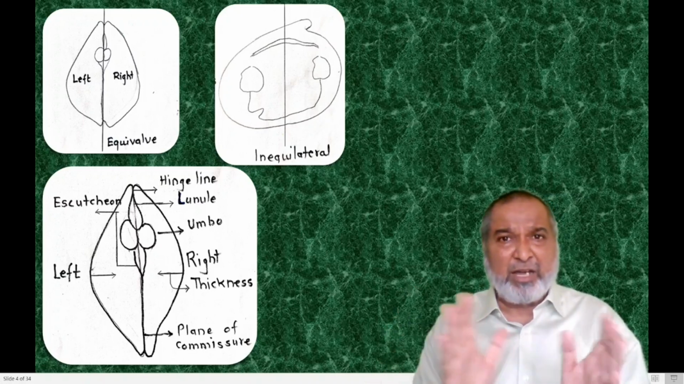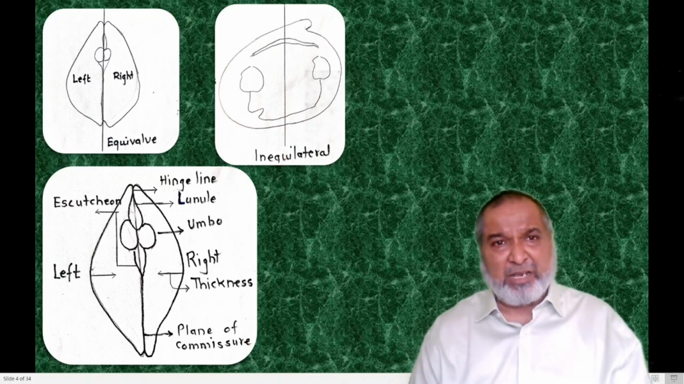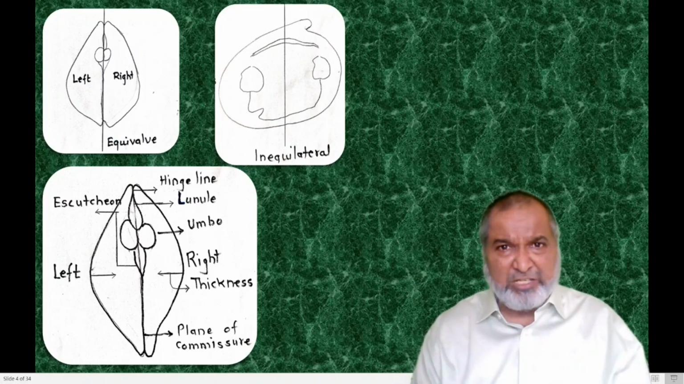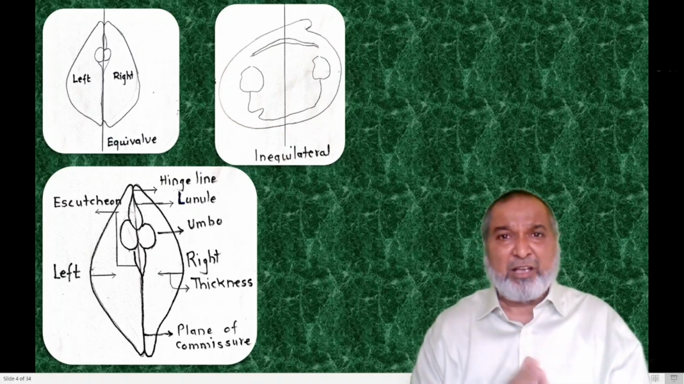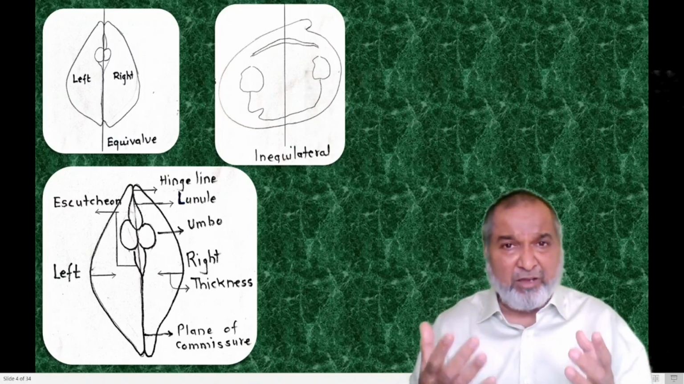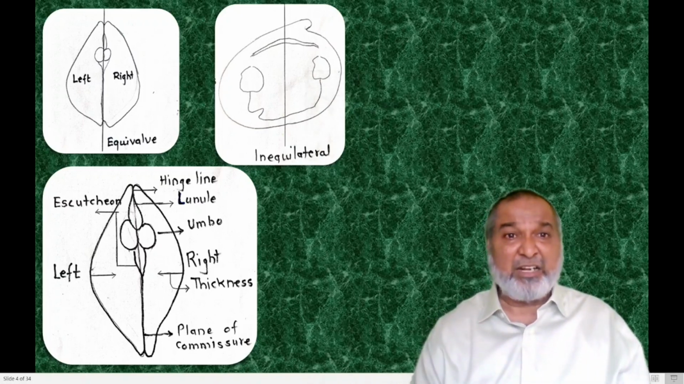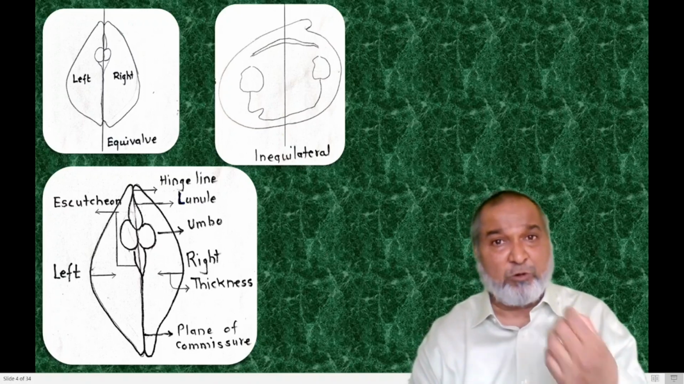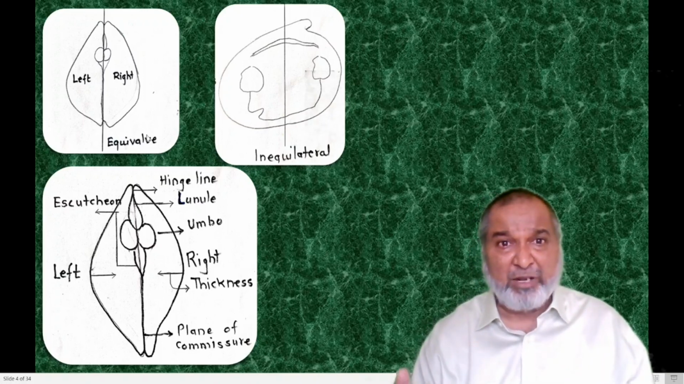But that has gone now. The credit system has come to FY BSc, so the question pattern has totally changed. It will come for 8 marks or it may come for 5 marks. So remember this. And the definition of inequilateral and equilateral also comes, so you have to remember that.